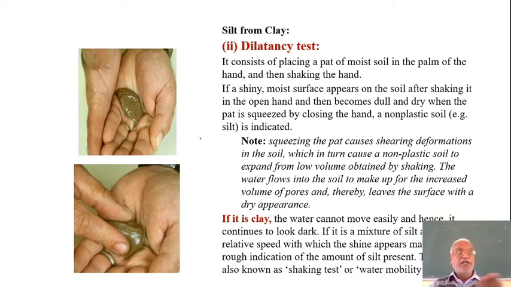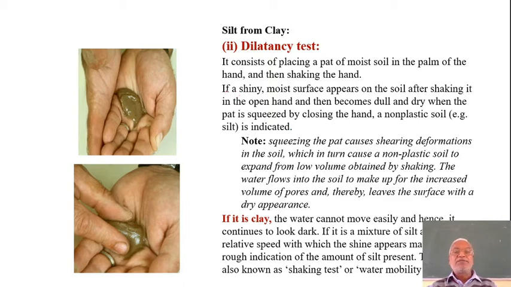Not that you have to shake the hand, but you have to tap your hand with the soil by some light strokes. Now if you do that, if a shiny moist surface appears on the soil after shaking it in the open hand and then becomes dull and dry when the pat is squeezed by closing the hand, a non-plastic soil is indicated.